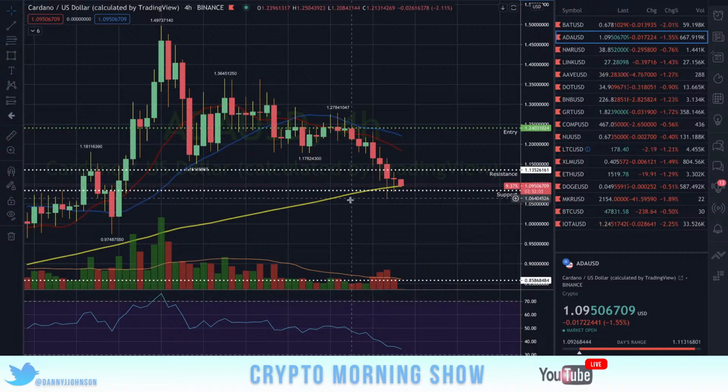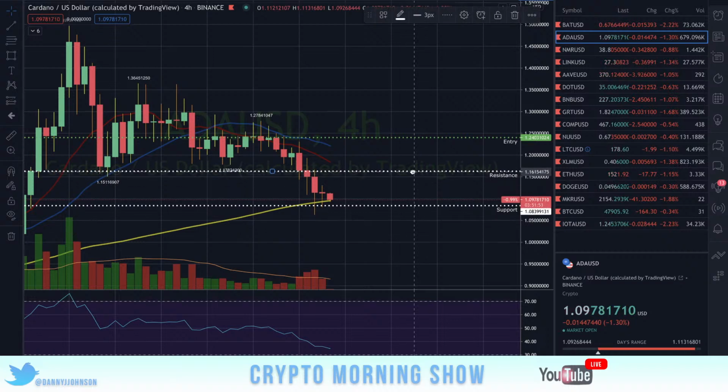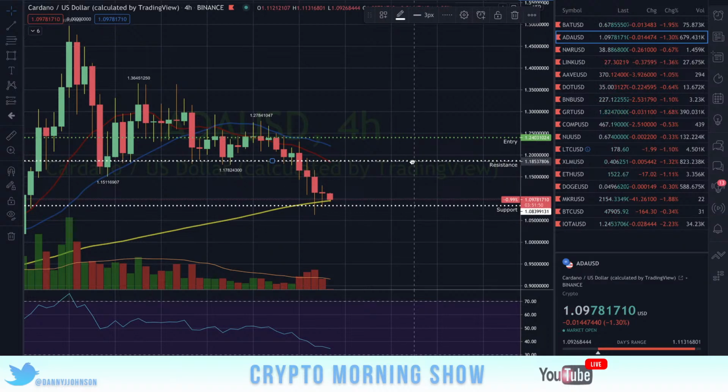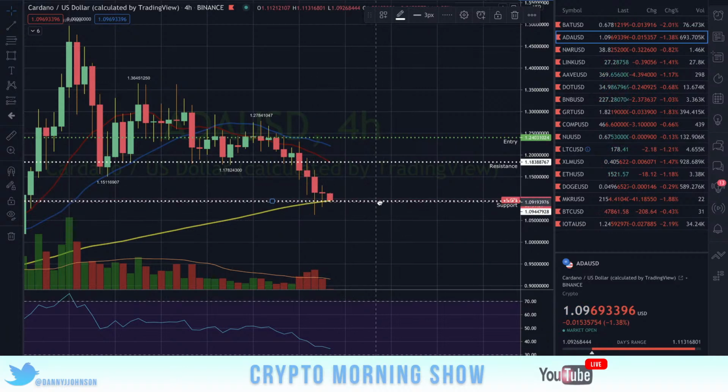Cardano, as you can see, we're still getting support off this 100-day moving average. We're on the 4-hour chart here and still looking for some direction. The RSI is kind of moving to the bottom, to the overbought. I'm sorry. Yeah. Overbought. I always get that wrong. Anyway. Banging around. So we're still in no trade zone for ADA. Keeping a watch out for that.